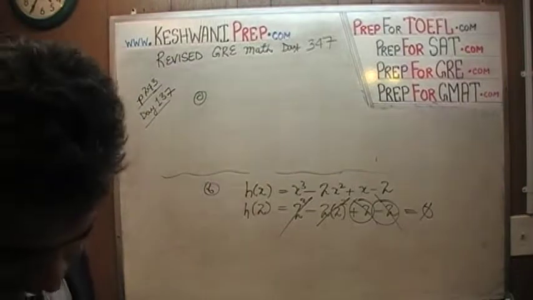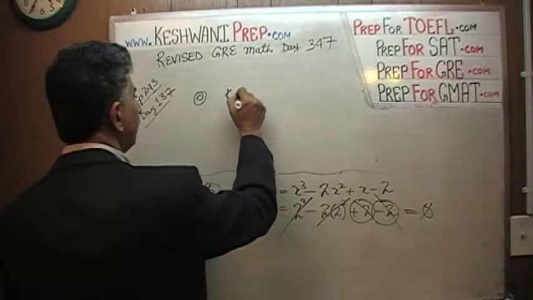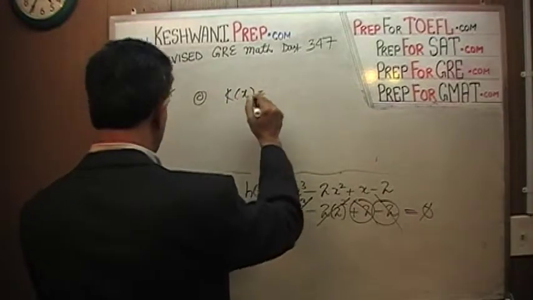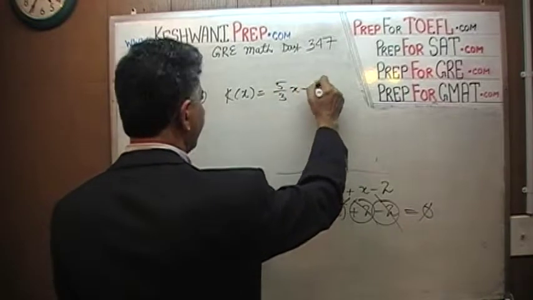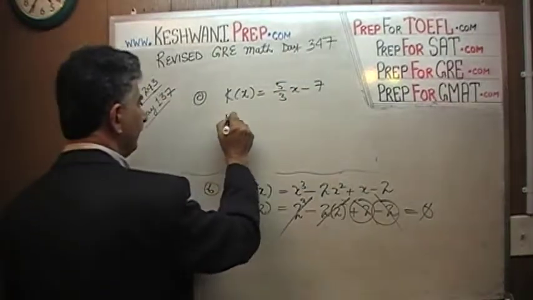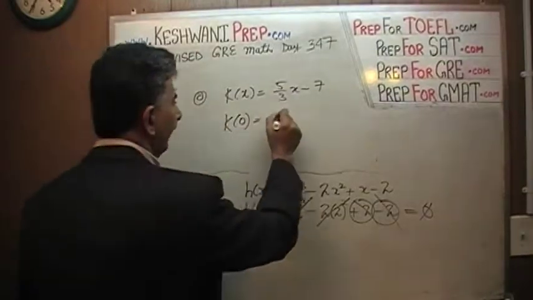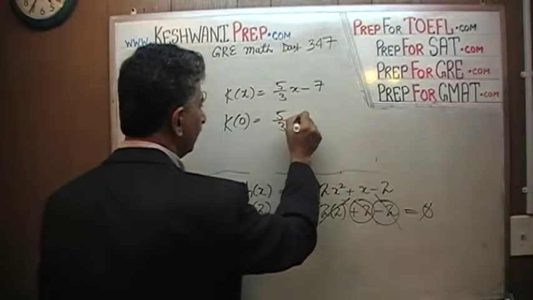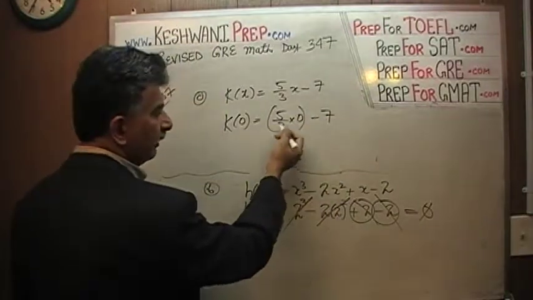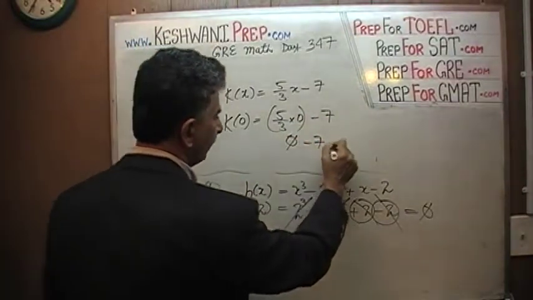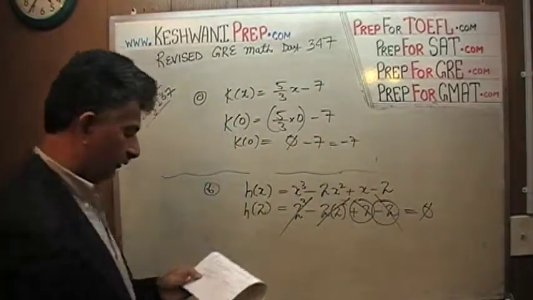We are given another function, and this time they're calling that function k. The name of this function is k. And k of x, we are told, equals 5/3 x minus 7. And the question is, what's the value of this function when x equals 0? Oh, we just replace x with 0. 5/3 times 0 minus 7. 0 times anything is just 0. 0 minus 7 is just minus 7. k of 0 equals negative 7. That's all.